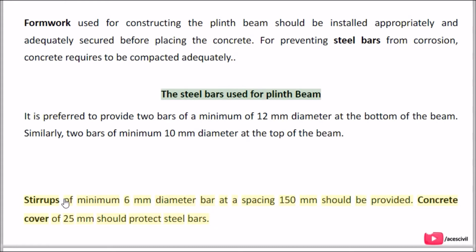The steel bars used for plinth beam. It is preferred to provide 2 bars of a minimum of 12 mm diameter at the bottom of the beam. Similarly, 2 bars of minimum 10 mm diameter at the top of the beam. Stirrups of minimum 6 mm diameter bar at a spacing of 150 mm should be provided. Concrete cover of 25 mm should protect steel bars.